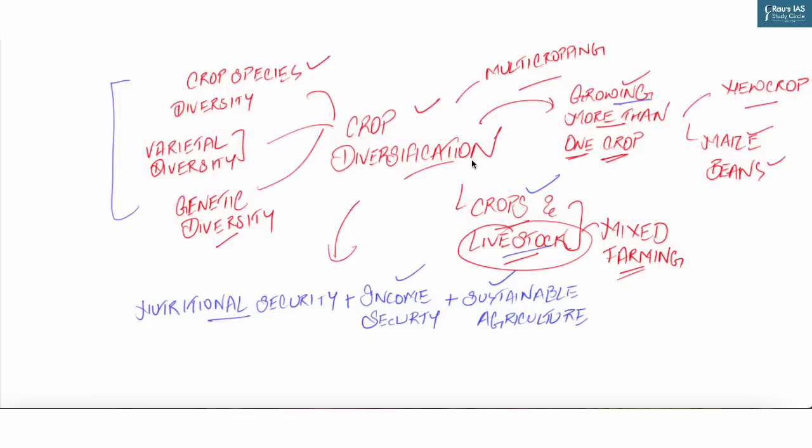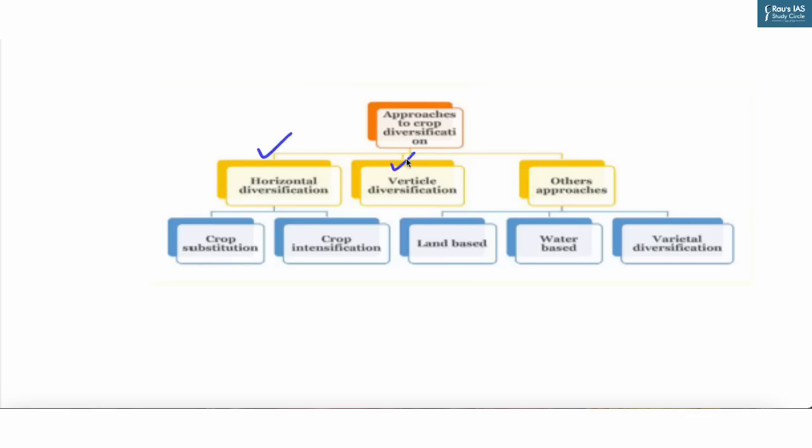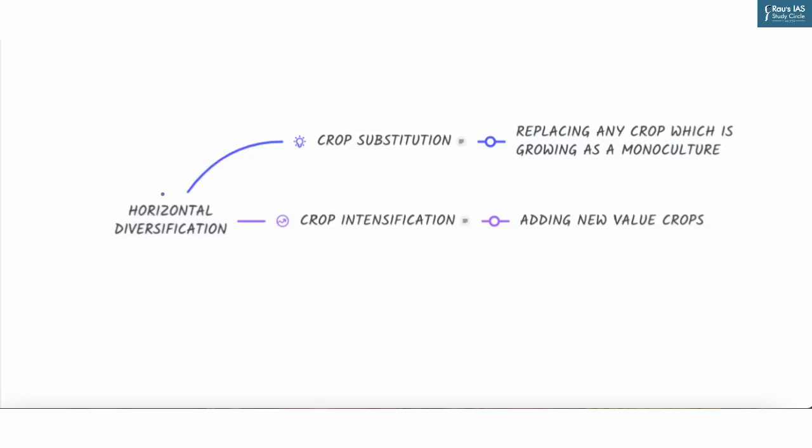Now, let's discuss different approaches of diversification. First is horizontal, second is vertical, and other approaches include land-based, water-based, and varietal diversification. So let's discuss these approaches in detail. First is horizontal diversification. It is done by basically two approaches: crop substitution, and crop intensification. Crop substitution means replacing any crop which is growing as a monoculture crop or has gained a tendency of specialization.